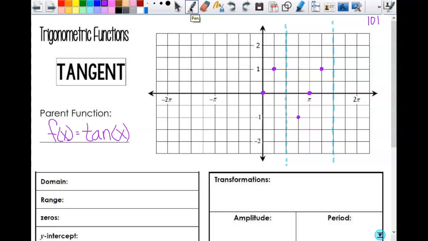What is this x value? 7 pi fourths, and the tangent of 7 pi fourths is -1. Okay. What is the tangent of 2 pi? 0. What is this x value?